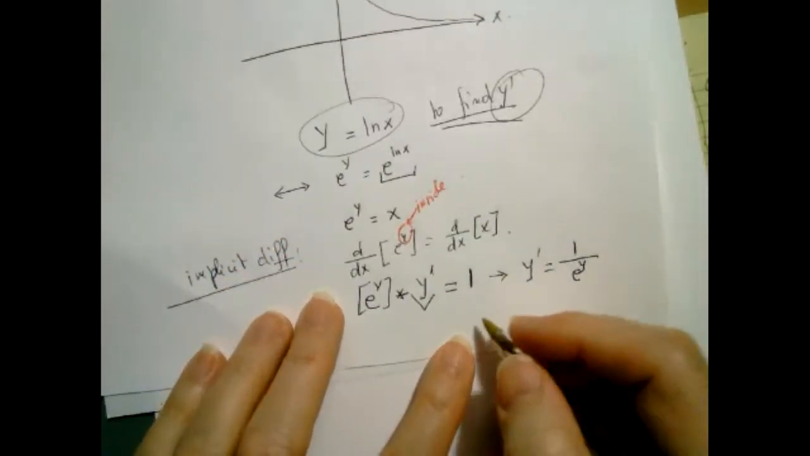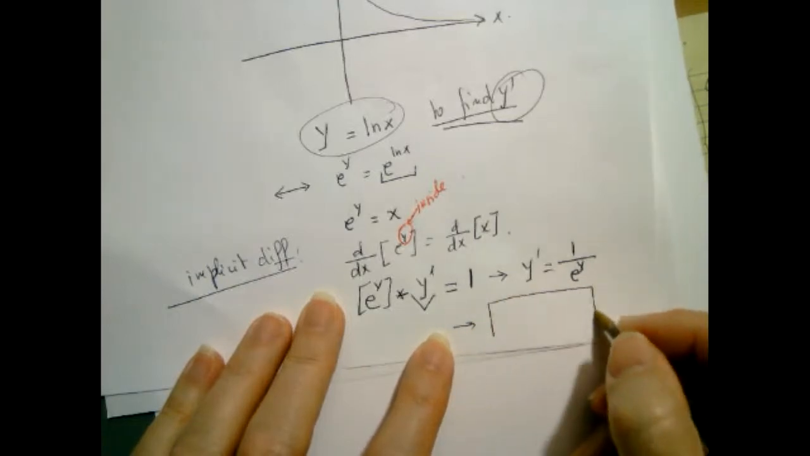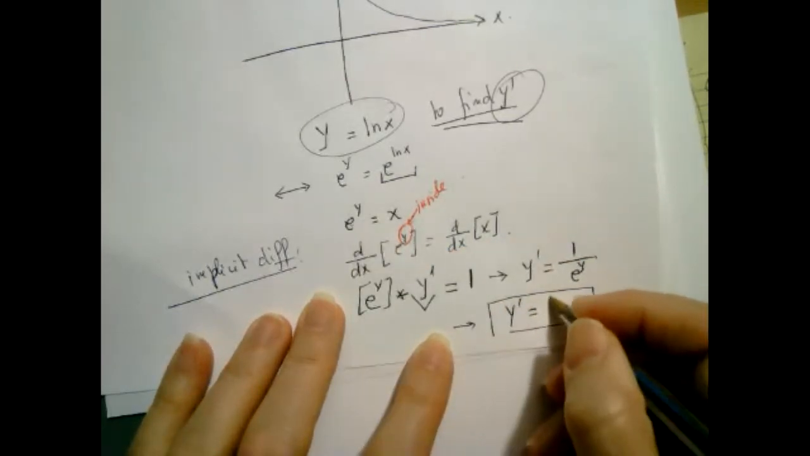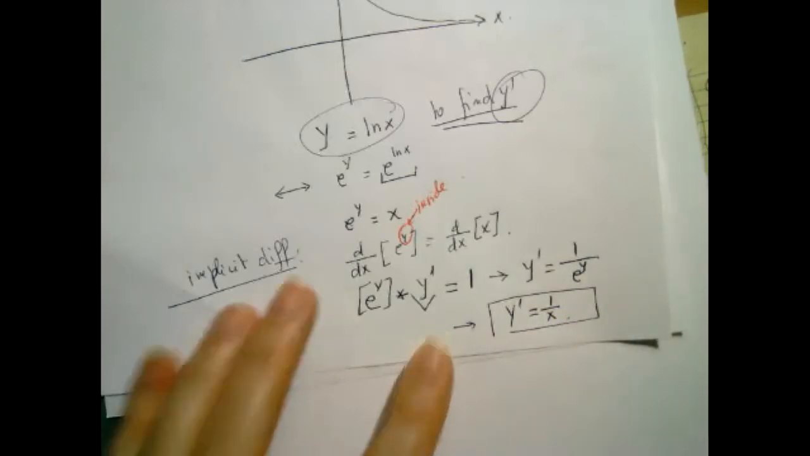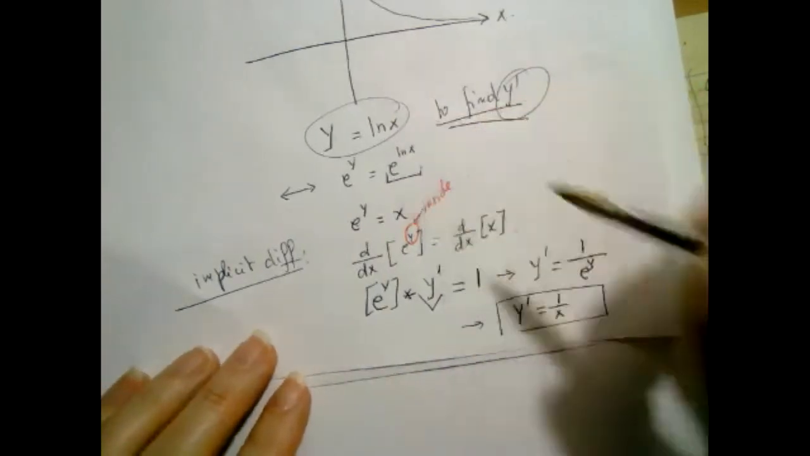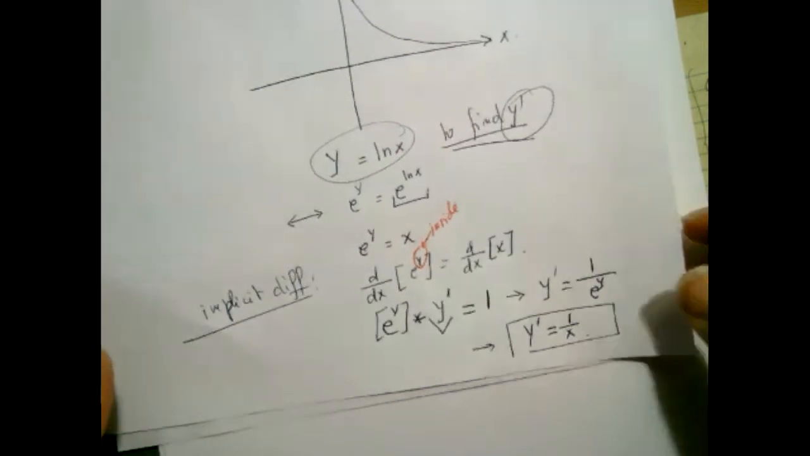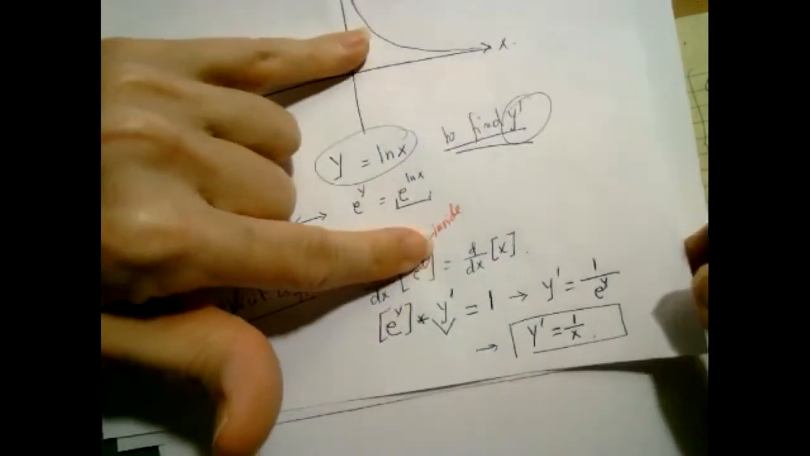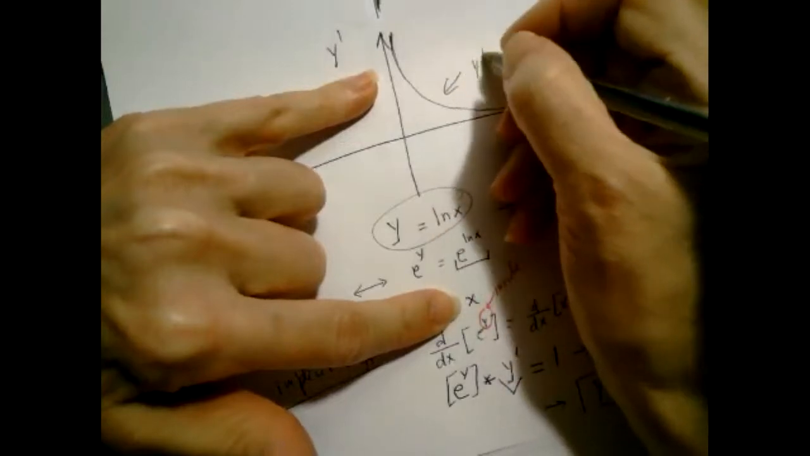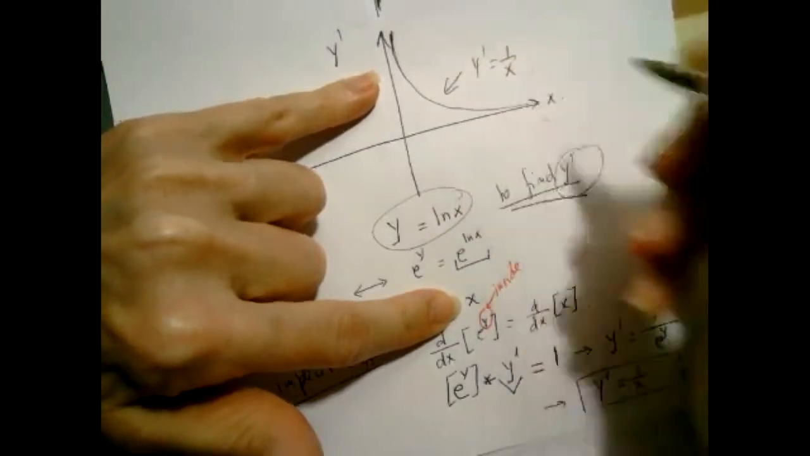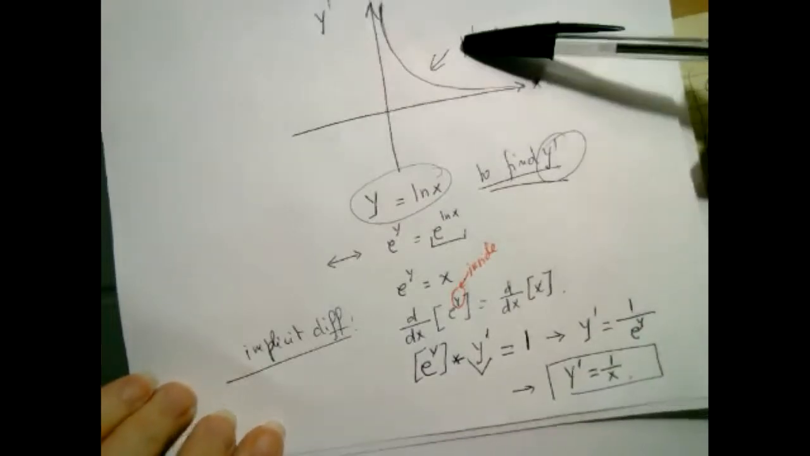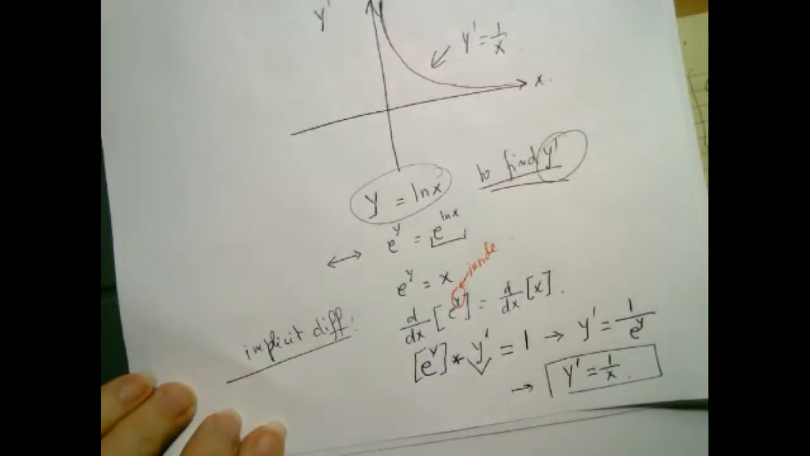Okay. But now I go back to the original. What is e to the y? E to the y is x. It means y prime is 1 over x. And that will give me the derivative of my ln function. Now this, in a way, agrees with my graph. This is nothing more than 1 over x. So my formula and my graph definitely agree. I cannot find a formula from the graph. I have to do it algebraically.